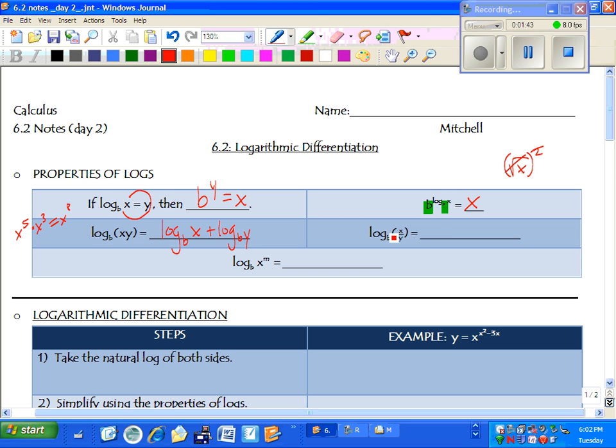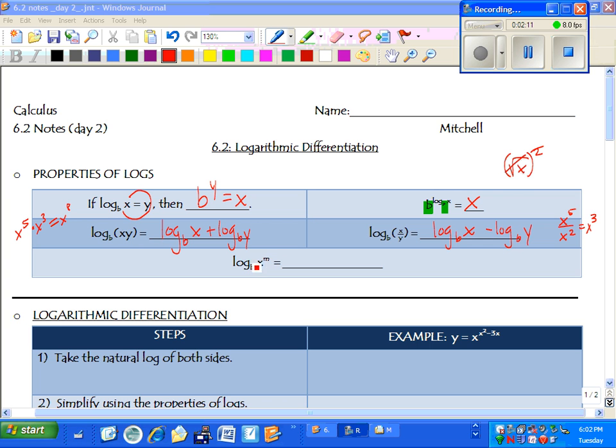On this one, when we divide within the log, we can split this up using subtraction. Log base b of x minus log base b of y. Similarly, this kind of connects with exponential functions. If we had x to the 5th divided by x squared, when we divide two powers of the same base, we subtract their exponents. Division, subtraction. We get x cubed.